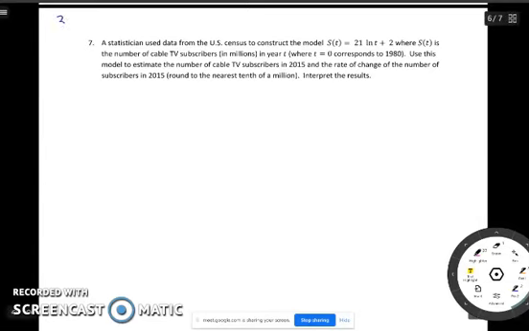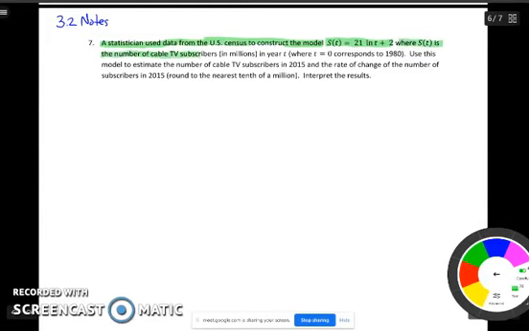Okay, let's take a look at the word problems in the section 3.2 notes. So we're told a statistician used data from the U.S. Census to construct this model. S of t equals 21 times natural log of t plus 2, where S of t is the number of cable TV subscribers in millions in year t, where t equals 0 corresponds to the year 1980.